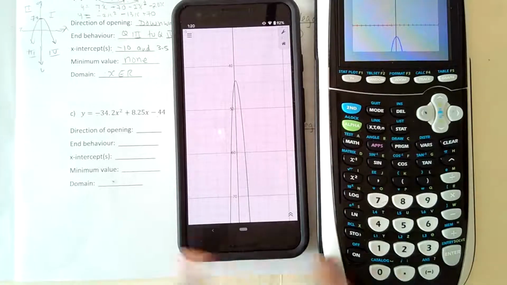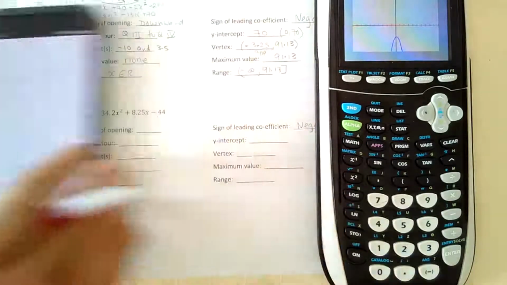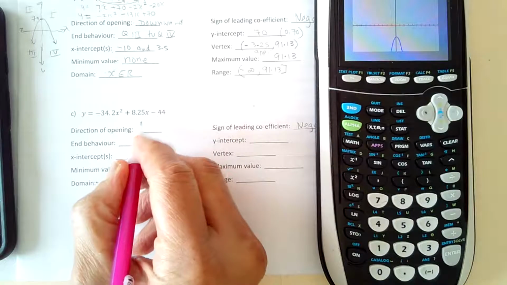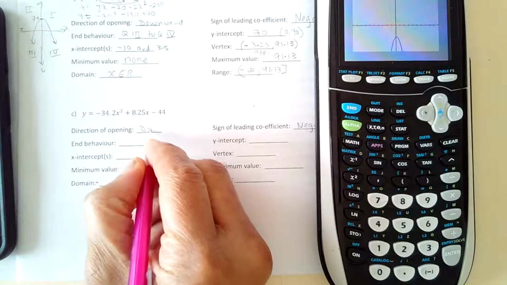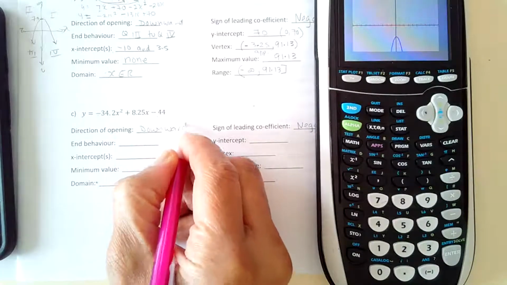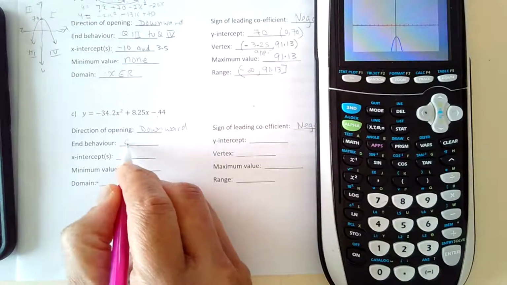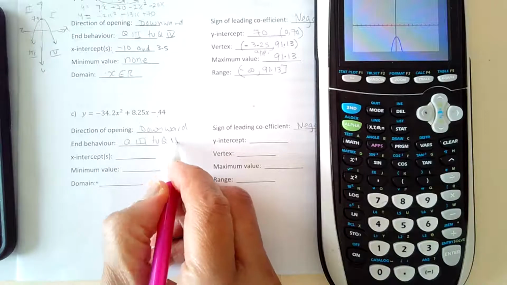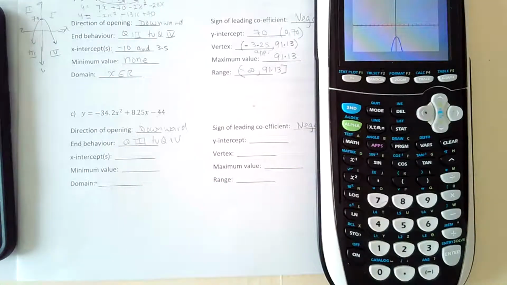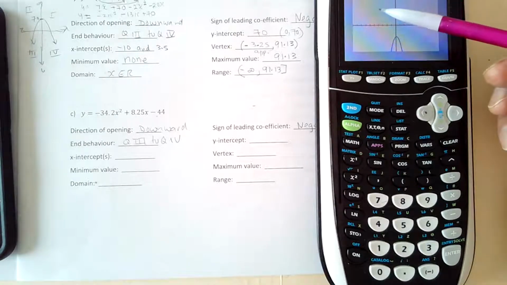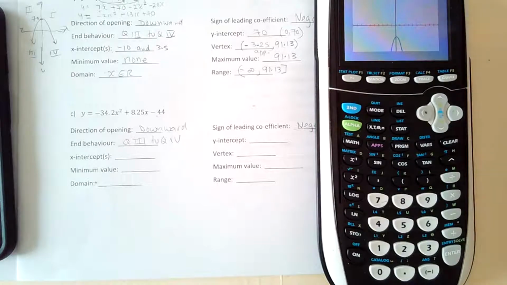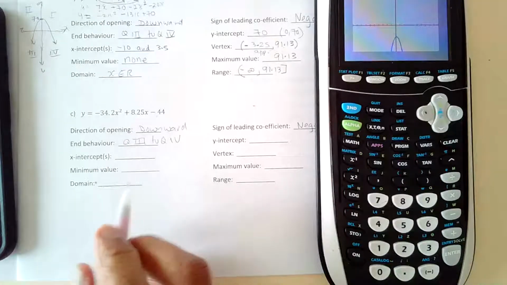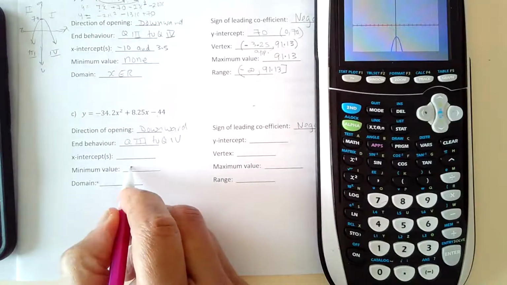So let's go ahead and answer the questions here. The first one, the direction is opening downwards. The end behavior is from quadrant 3 to quadrant 4. Notice there's a pattern, right? If it's going down, it's always from quadrant 3 to quadrant 4. If it's going up, it's always from quadrant 2 to quadrant 1. Now, there's no minimum value.